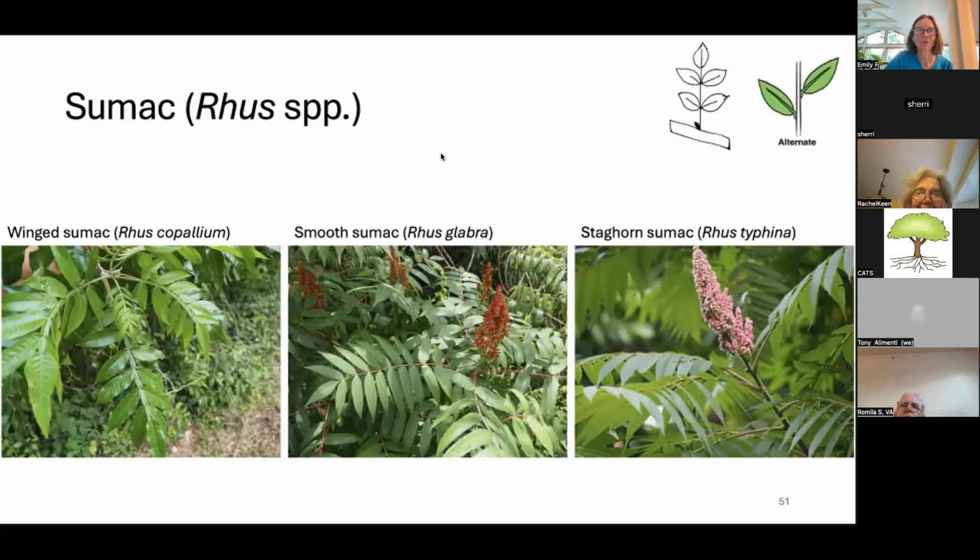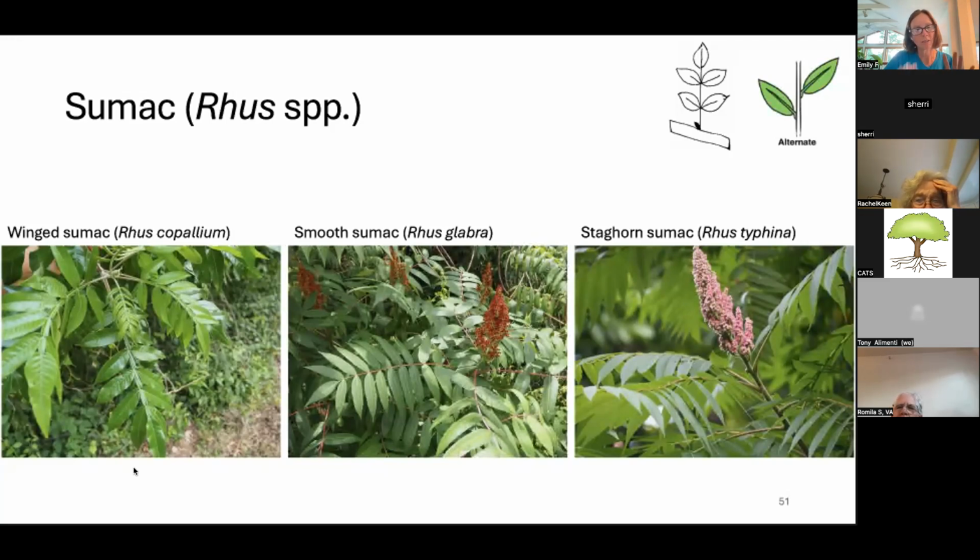The other thing that I noticed while I was out was the sumac. These are going to be compound leaves that are alternate. We have the winged sumac here. Then we have the smooth sumac that has zero hairs anywhere in here. And then we have the staghorn sumac, which is covered in hairs, like all along these petioles and the twig of this plant.